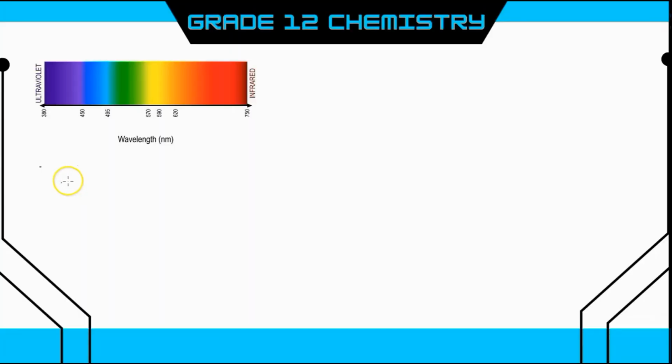All right, let's start by estimating the wavelength. So here is the spectrum for visible light, wavelength listed in nanometers. Now this is a guess, it really is. But it was like an orangey color. So let's go with about here, maybe 620 nanometers. So our wavelength is going to be 620 nanometers.